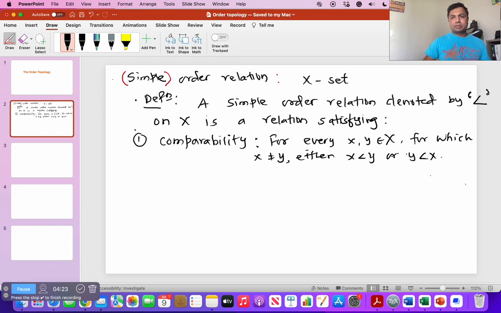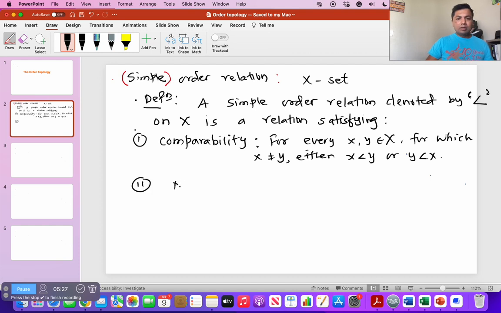So basically this property tells us that if you have any two different elements in the given set X, then these two elements should be comparable under this relation. And if those two different elements are comparable under this relation, then that is called the comparability of the elements of X under this relation. So in order for this relation to be a simple order relation, any two different elements in the given set should be comparable under this relation. That's the first property.